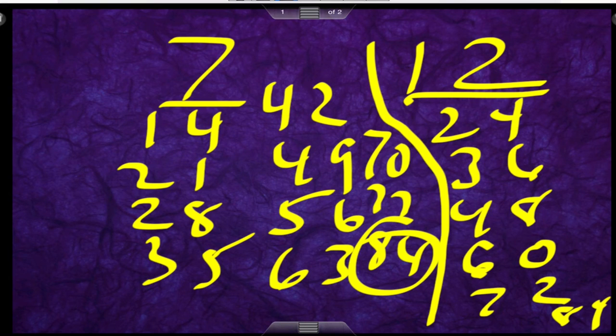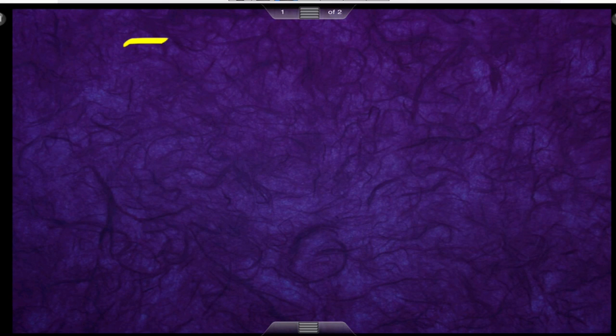So that one took a while. And it would look a lot better on your paper because you could go vertically all the way down. I can't on my iPad here. So I have 84. But let's try factoring them.